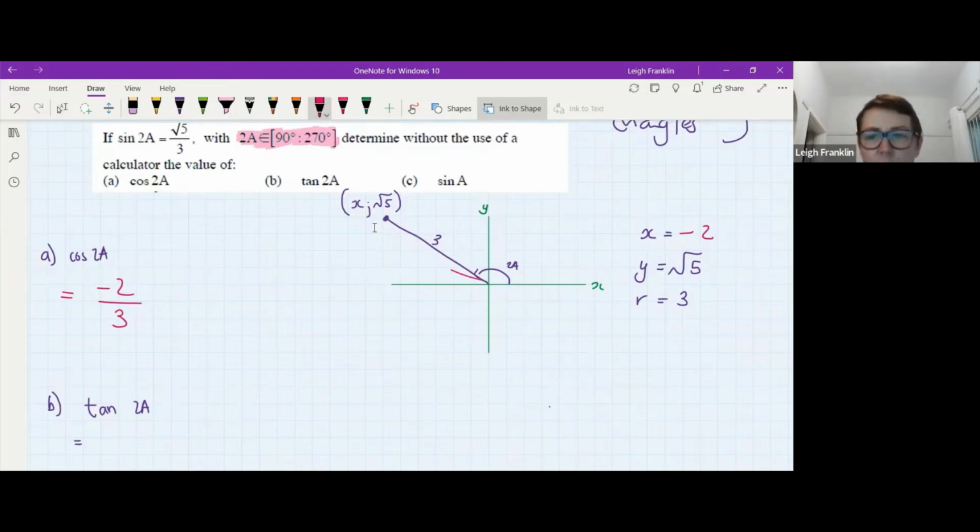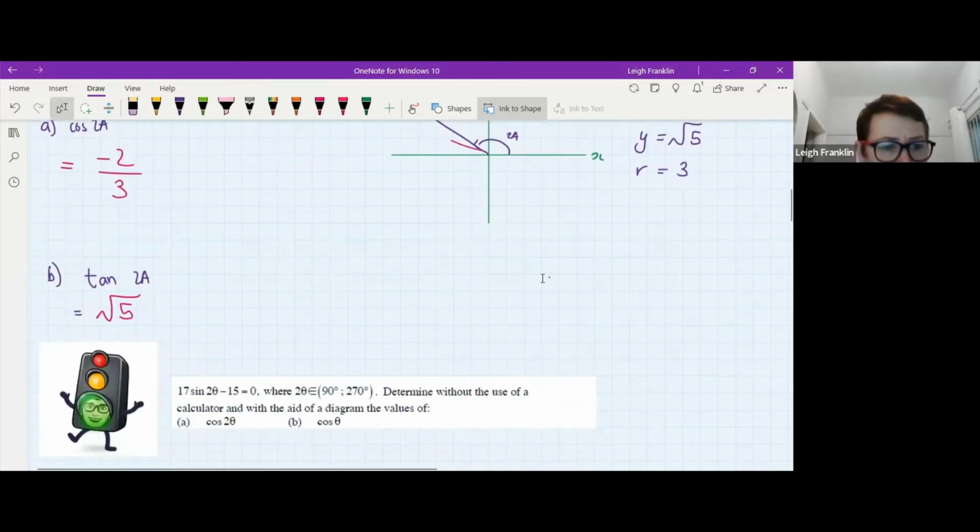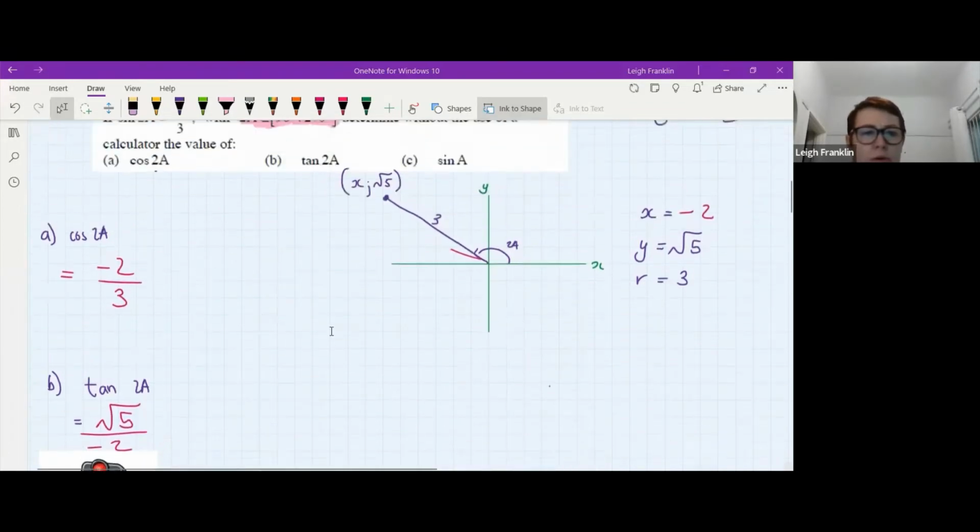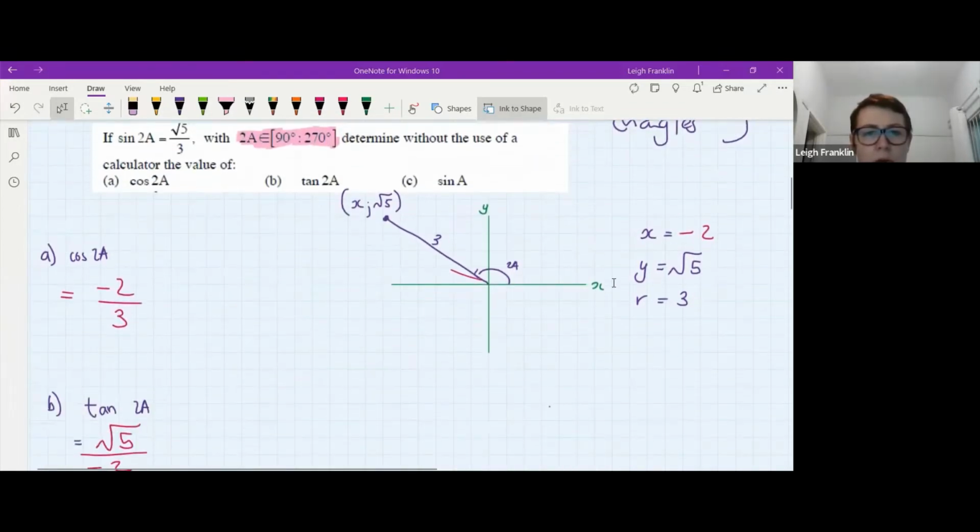It's that easy. All right, tan 2a is going to be y over x. So that's going to give us root 5 over negative 2. Agreed. And C, the last question.